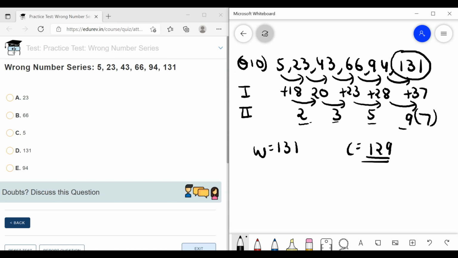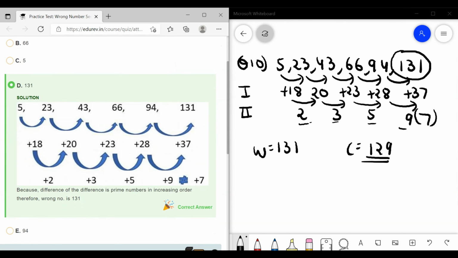Great, let's check it. And option D should be the right answer here. And yes, it is, option D is the right answer here. Great. Now this brings us to the end of this particular test, and I'm sure that all of you enjoyed doing all of these questions together with me. These were very helpful questions for you to understand the number series and also how to find the wrong number series questions and how to solve them.